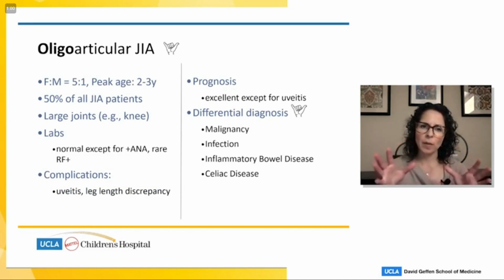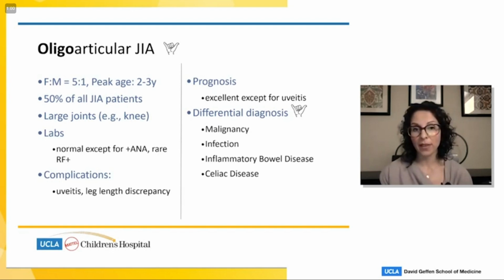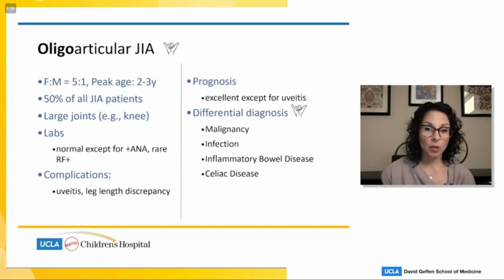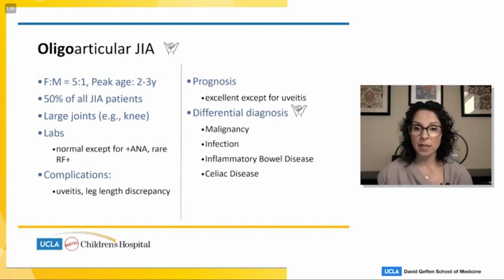So the ABP would like you to know about the clinical findings within oligoarticular JIA. This is a summary slide, and I'm going to highlight that labs are essentially normal in this population, except for a positive ANA, which occurs in up to 20 or 25% of all oligo patients. Rarely you'll see a rheumatoid factor. We do not see a profoundly elevated sedimentation rate or CRP. That should be a red flag for something else that's going on. Complications include uveitis or leg length discrepancy.